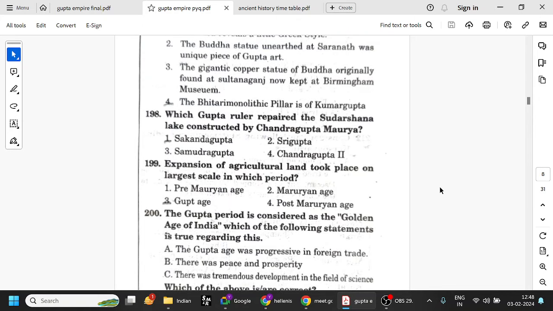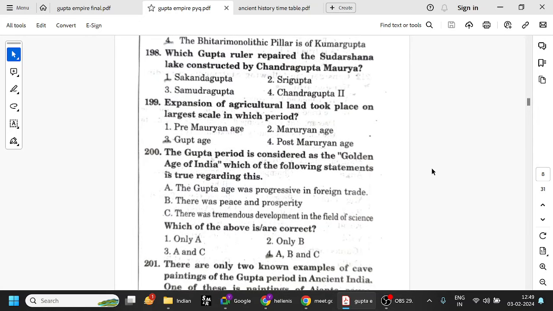So, which Gupta ruler repaired the Sudarshana lake? We remember the S and S, basically the last one. Last S, not the one before. Not Samudragupta. So, Skandagupta. And it is during the period of Skandagupta that the invasion of the Huns had taken place. Sri Gupta founder, 240. Chandragupta II is also known as Vikramaditya, Navaratna, etc. Samudragupta also, we have seen so many things. Allahabad pillar inscription, etc., etc.